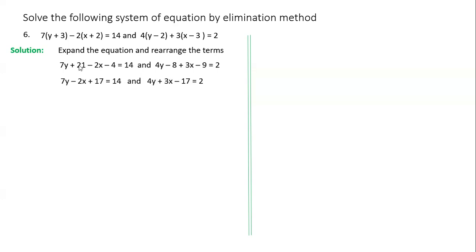7y minus 2x, 21 minus 4 is 17, is equal to 14. And this will become 4y plus 3x minus 8 minus 9 is minus 17, is equal to 2. Bring this to this. So 7y minus 2x is equal to 14 minus 17, which is minus 3. And 4y plus 3x is equal to 2 plus 17, because minus 17 plus 17 is equal to 19.